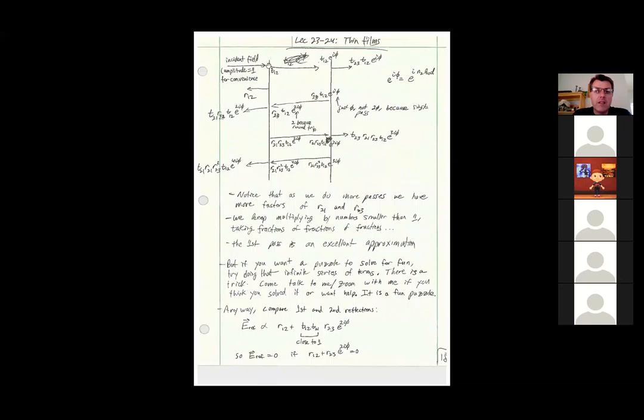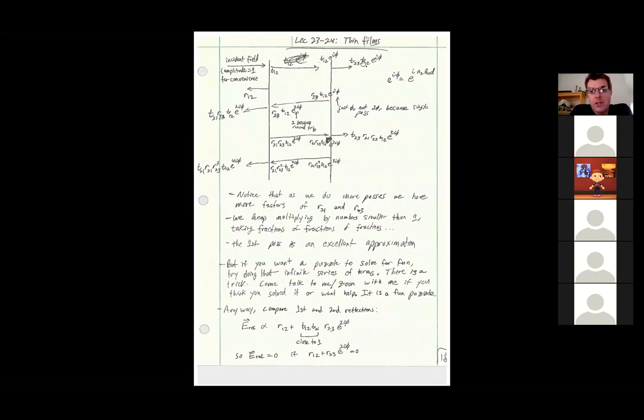So let's break this down into steps. You've got an incident field. We're going to call its amplitude 1. Some of it gets transmitted with amplitude T12. It goes over to here. It's acquired a phase shift. I don't want to keep writing out N2 k0 d, so I just say e to the i phi is e to the i N2 k0 d.